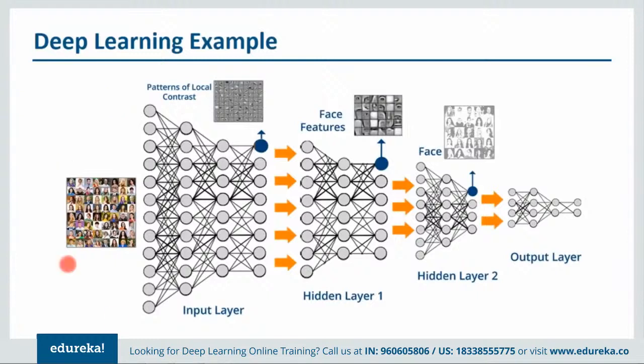So this is just a general overview of how a deep network looks like. We have first patterns of local contrast in the first layer. Then we fixate these patterns of local contrast in order to form the face features such as eyes, nose, ears, etc. And then we accumulate these features for the correct face, and then we determine the image. So this is how a deep learning network, or you can say deep network, looks like.